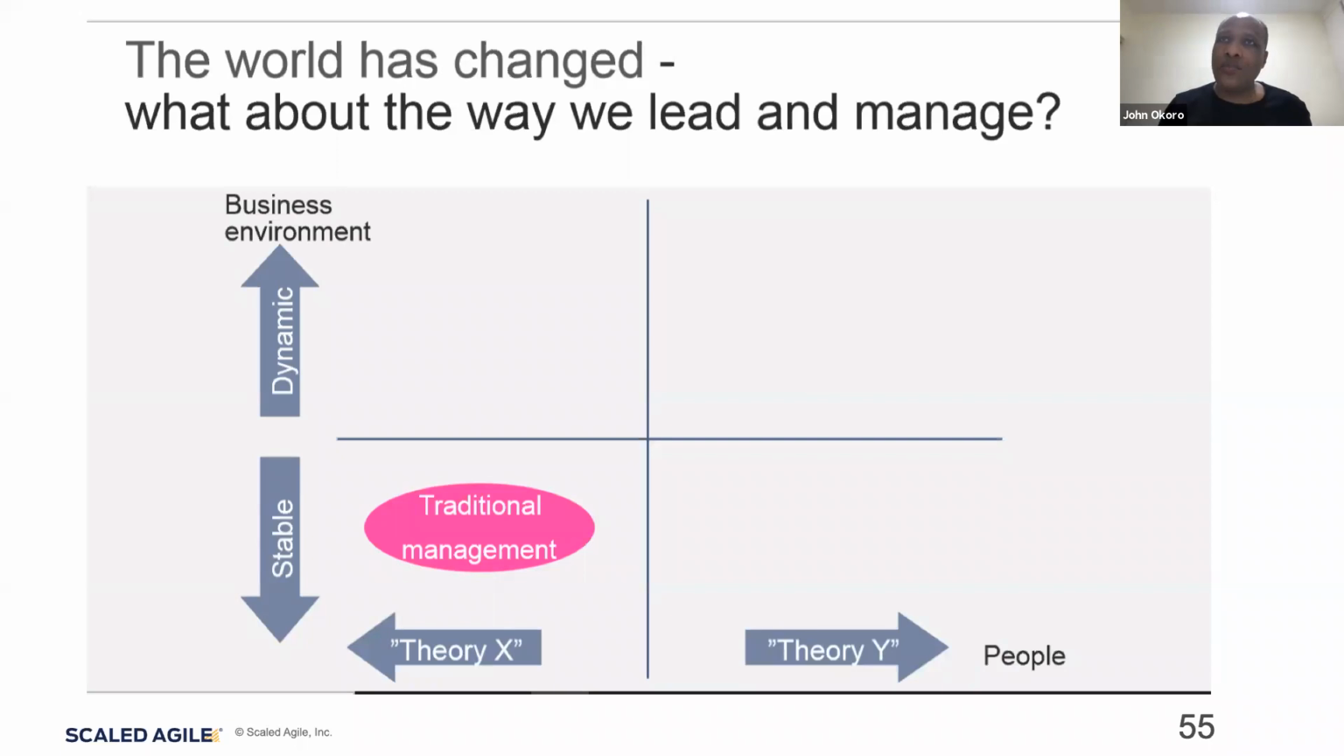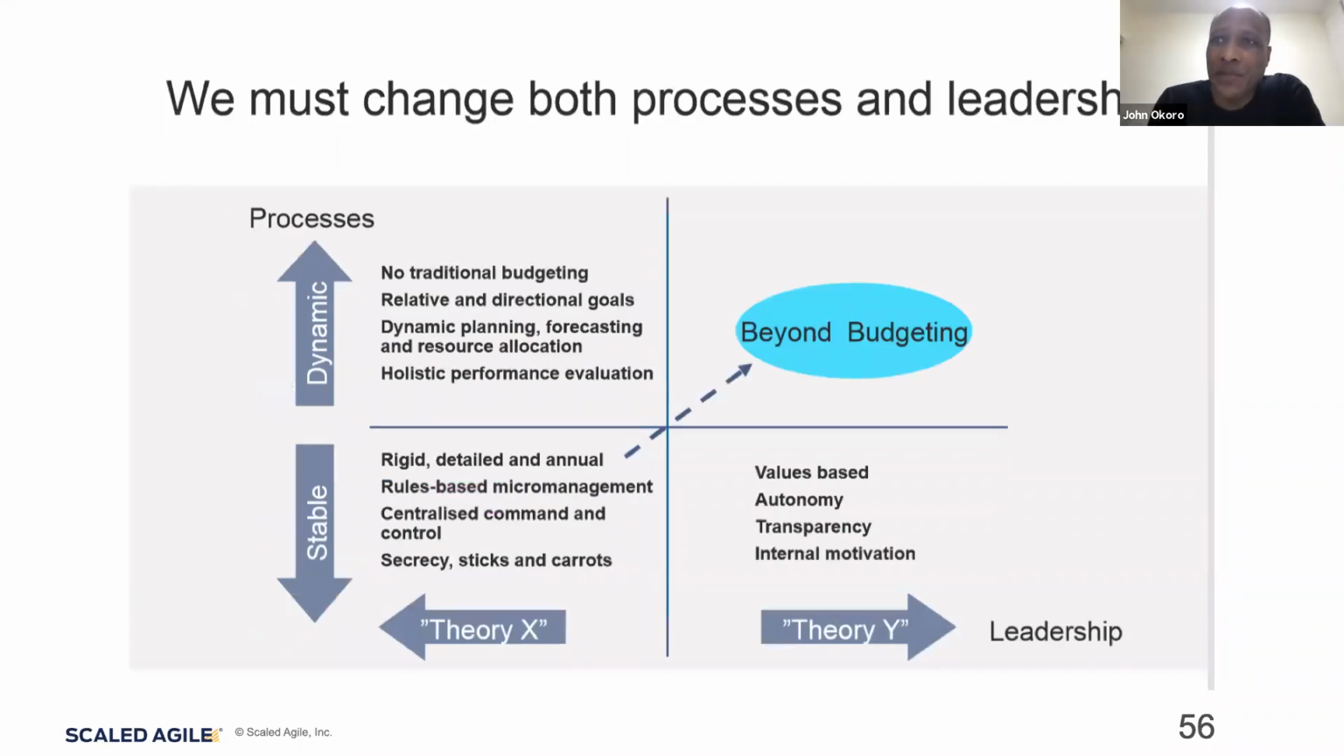So as you can see here, beyond budgeting is really based on the idea of theory Y leadership, not theory X rigid rules-based micromanagement, right? So the idea is dynamic, it's theory Y. So no traditional budgeting, relative directional goals, dynamic planning and forecasting for resource allocation, holistic performance evaluation. And this is the idea behind beyond budgeting. So again, you can see it aligns very well with Agile principles and ideas.